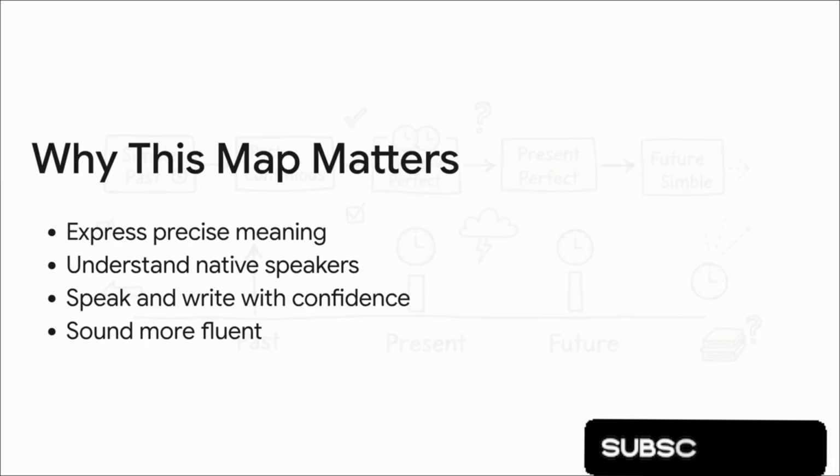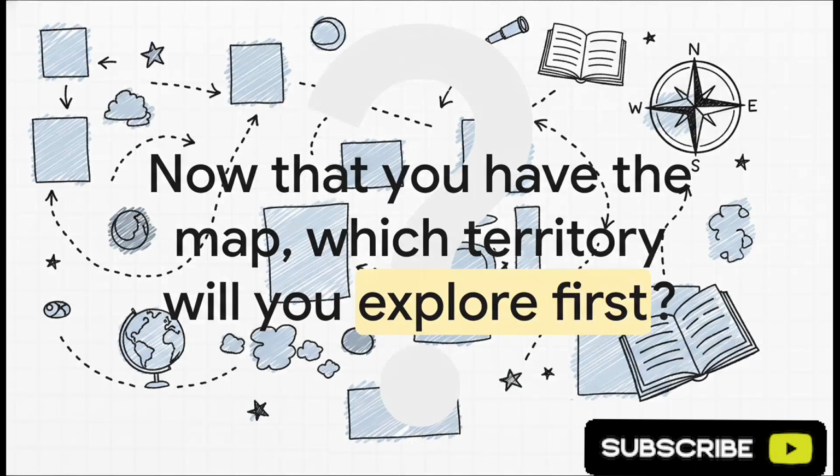So why does any of this matter? Why have we been looking at this map? Because it's not just a grammar lesson. It's a tool that empowers you. When you understand this system, you can say exactly what you mean, you can pick up on the subtle clues when native speakers talk, and you can speak and write with so much more confidence. So now you have it, the map to the entire English tense system. You can see the logic, you can see the patterns. The only question left is, now that you have the map, which territory are you going to go explore first?